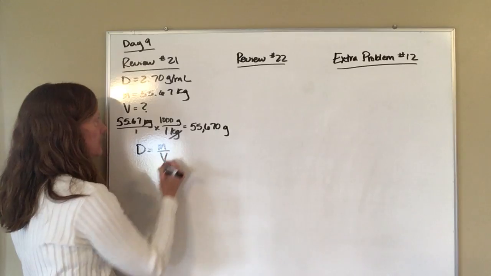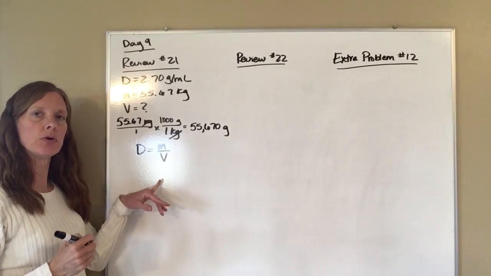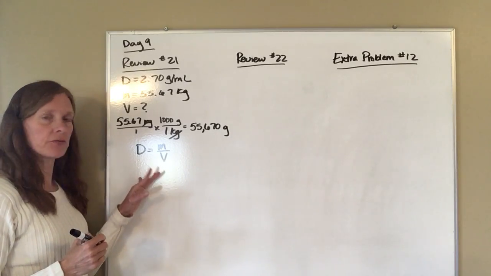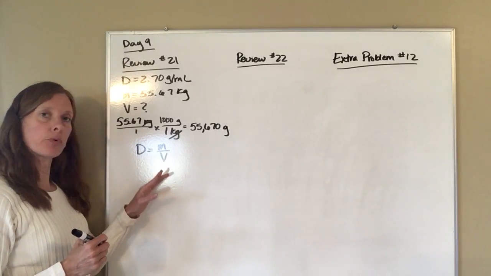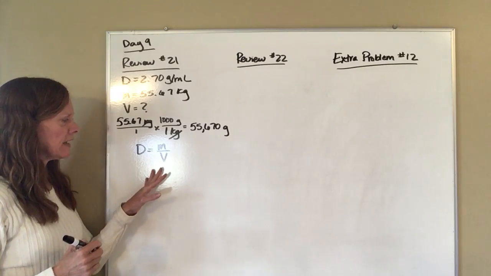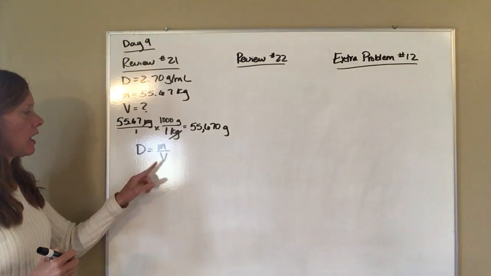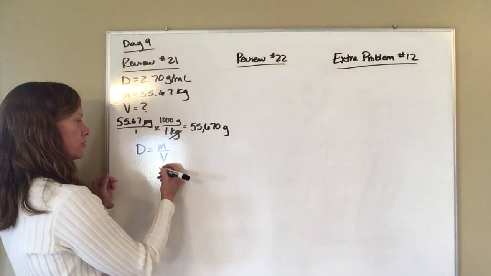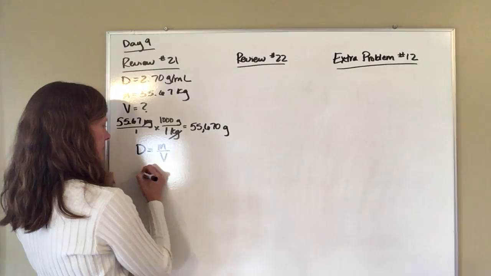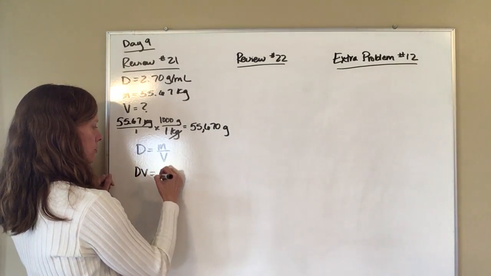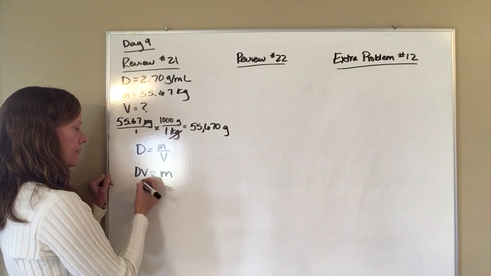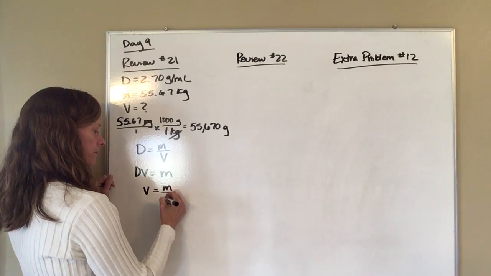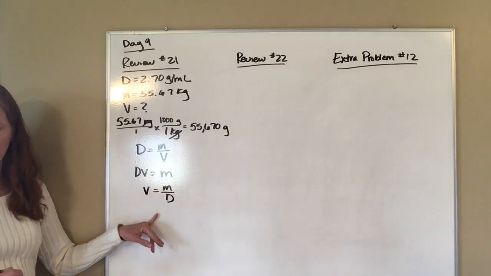Okay, now that my mass units are the same, I can use my density formula. D equals M over V. I'm looking for volume, so if you want to change the letters around so that you can just solve for V, you can do that. If you're going to change this so that the V is on the side by itself, you're going to multiply both sides by V. So that's going to give you dV equals M. And then you're going to have to divide both sides by D. And so that's going to give you V equals M over D. And then you're going to plug your numbers in this way.